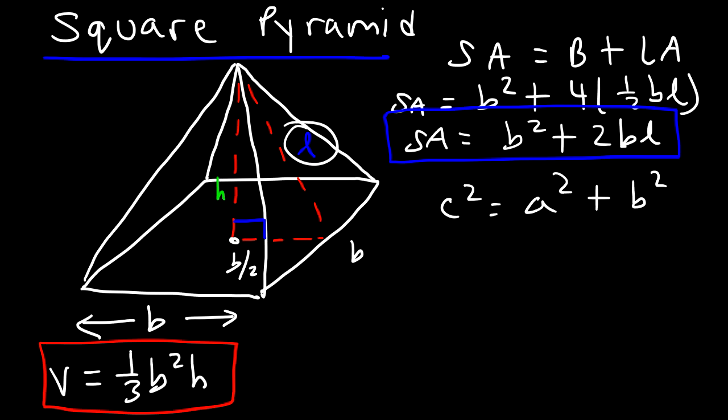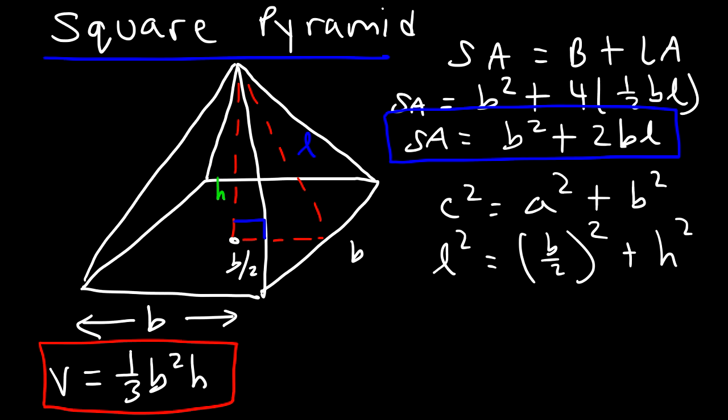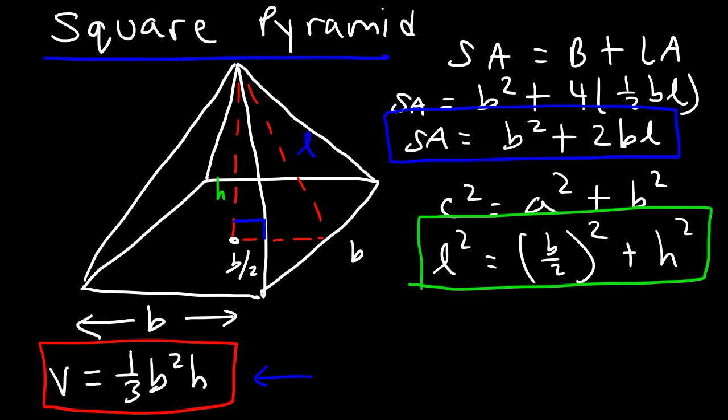But c is the slant height, a, which we'll call b over 2, and let's square that, and then b will be h. So if you need to find the volume, you could use that equation. If you need to calculate the surface area, first you need to calculate the slant height using the height of the pyramid and the base of the pyramid. Once you have the slant height, you could plug it into this equation to calculate the surface area.